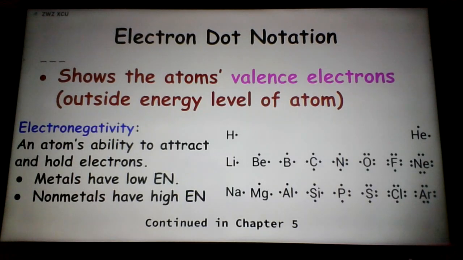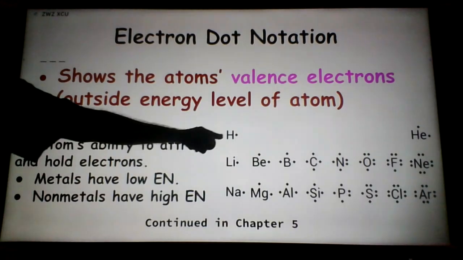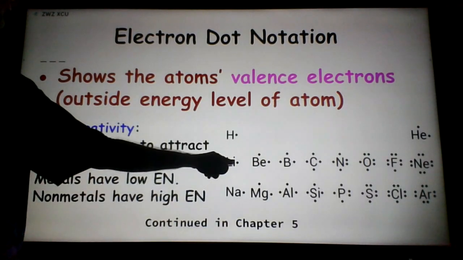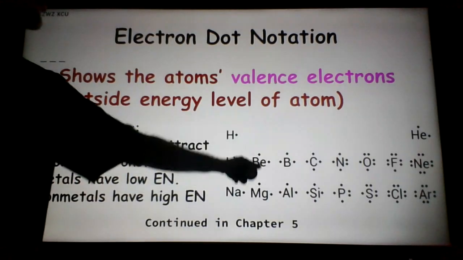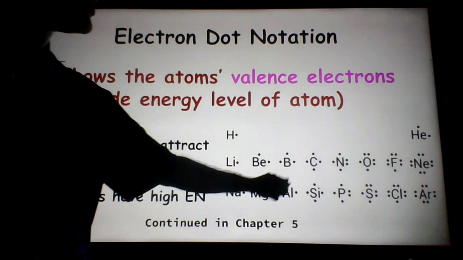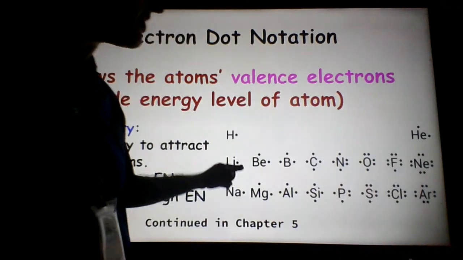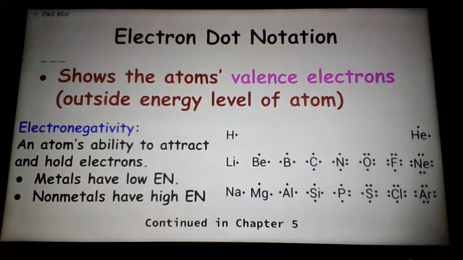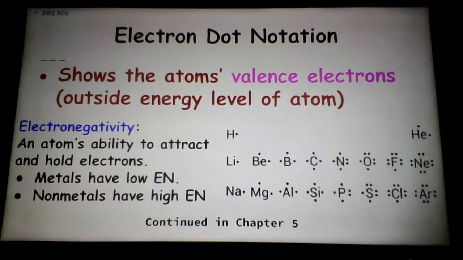And here are just some examples, and we'll talk more about those in chapter 5. But you see, hydrogen has 1 valence electron, so do lithium and sodium. Beryllium and magnesium have 2 valence electrons. Boron and aluminum have 3, and so on and so on and so on. So they give you a little bit of example, and we'll talk more about that in chapter 5. Ready?